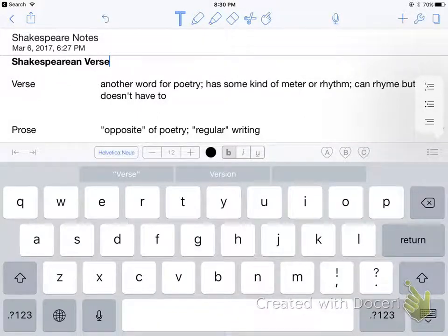Hi everyone. Okay, just like we did notes last time on a video, you're going to get into Notability, go to your English folder, and open up a new note. I want you to name this one Shakespeare Notes.